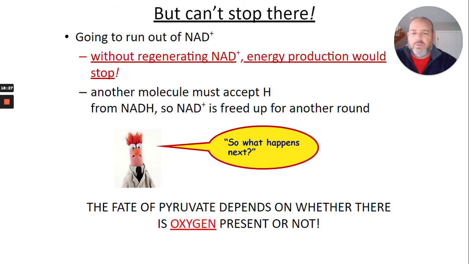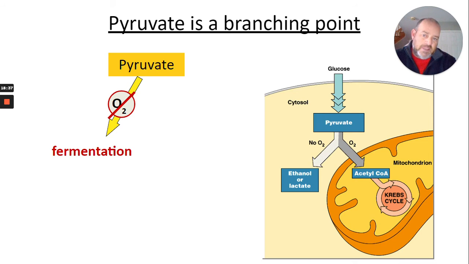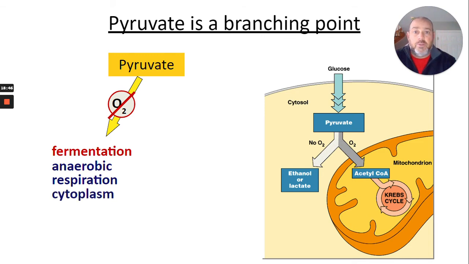So what happens next? Well, it depends on what's happening. The fate of pyruvate depends on oxygen and whether it's available or not. So here's the branching point. If there is no oxygen available, then pyruvate will go down a path toward fermentation, okay? Anaerobic respiration would be fermentation. It happens in the cytoplasm, so it's the same place as glycolysis.